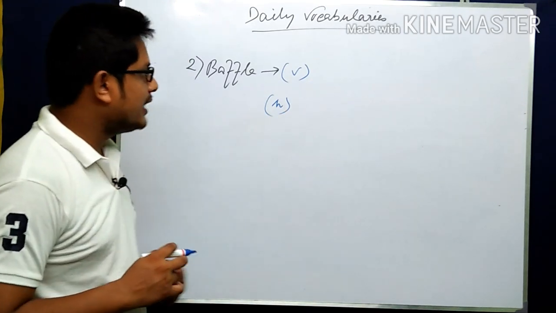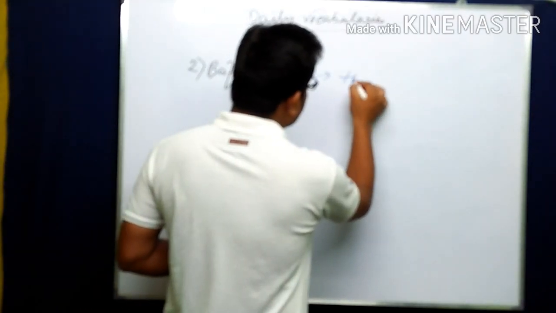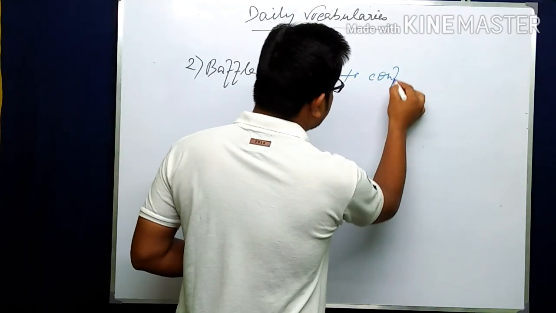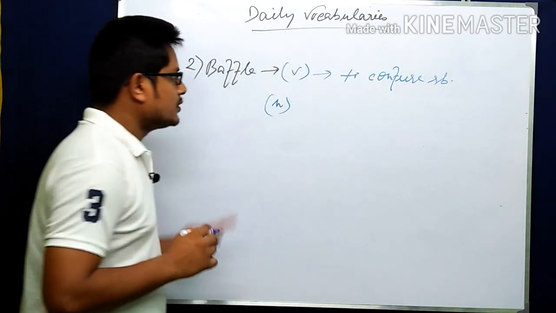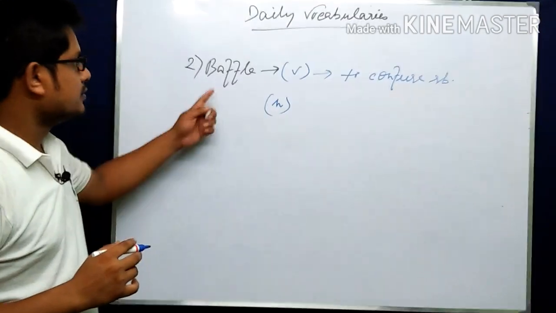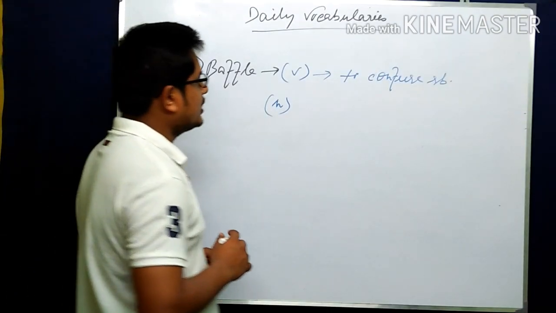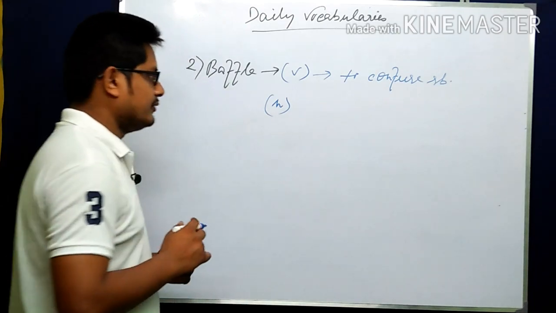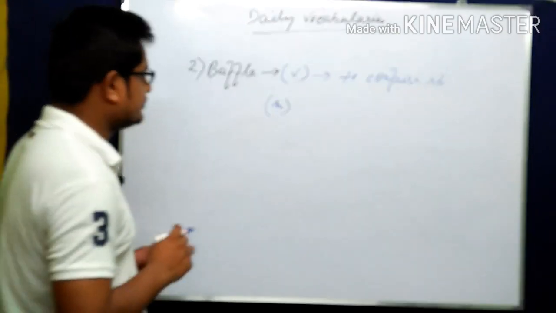So what's the meaning of baffle? Baffle means, as a verb, to confuse somebody. To confuse somebody, you can use this word baffle. So let me give you one example of baffle in a sentence.